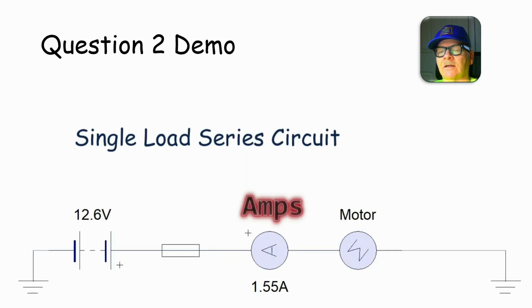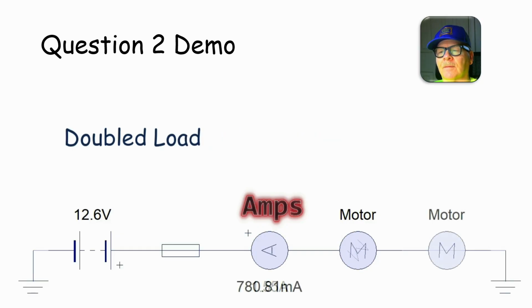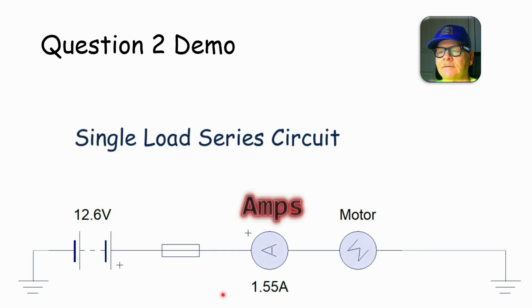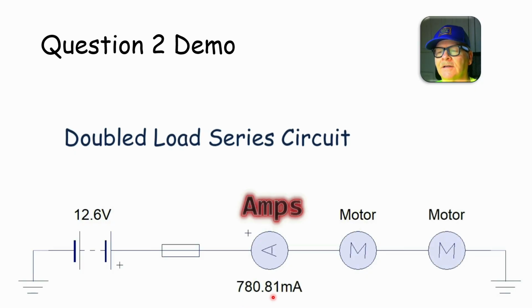All right, single load series circuit. Now watch this. I got another little video here. See how the amps are changing down here? See, with one, you got 1.5 amps, the small motor. And with this one here you got 7.8. That's not too hard to understand, really, the way I put it together.